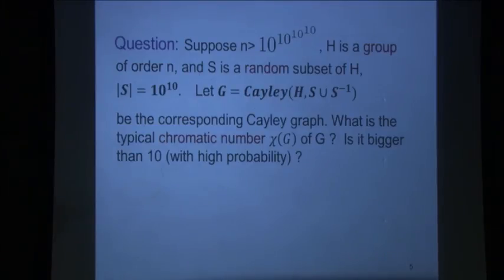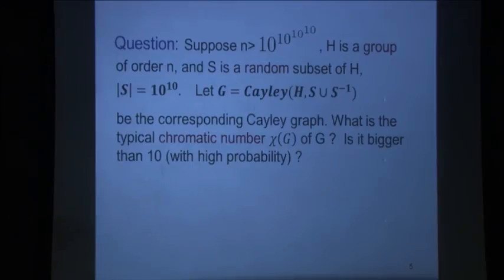And I look at the corresponding Cayley graph, and I ask myself, what is the typical chromatic number of this? Is it, for example, bigger than 10 with high probability? Yeah, so as I said, at the moment I still didn't specify, but soon I'll write here several examples for H. So indeed, it will turn out that it depends on the specific group H. Later in the talk, I'll always talk about some specific group. So I'll have a group that I know what it is.